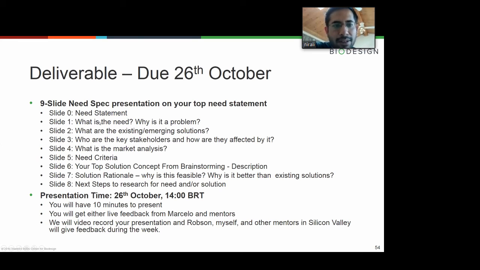Then slide 1 is, why is this a problem? Why did you pick this need statement? This is the fundamentals, really. What are the problem fundamentals? What causes this problem? How big of a problem is it? How many people does it affect? What are the downstream effects of it? Why is it important is the question. So why is it a problem? Why is it important? Let me add that here.